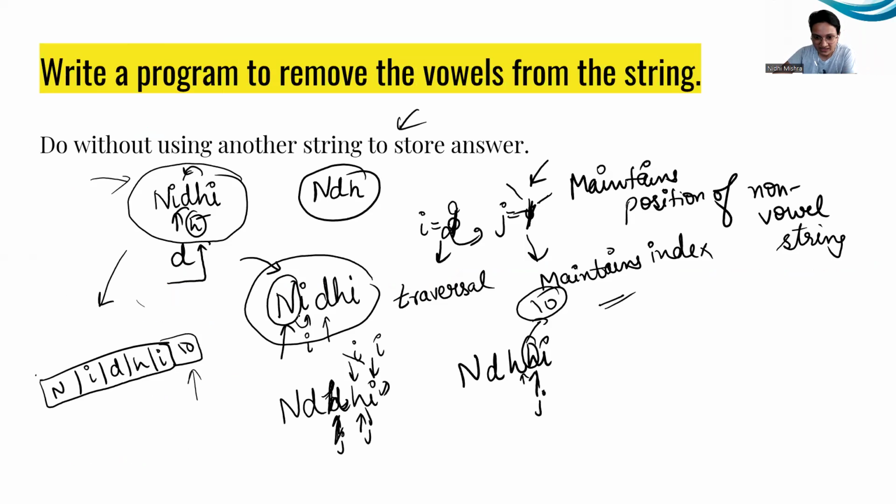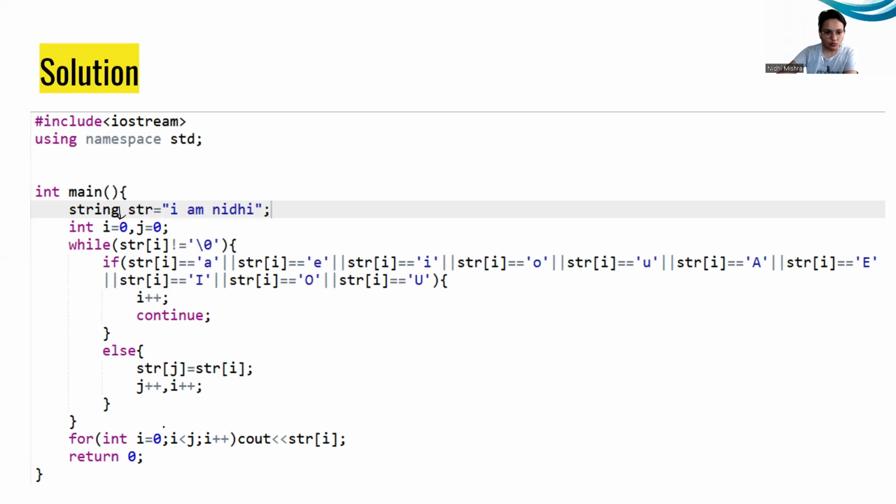Now, my j was here and I have to print the element still here at last. So, there is a loop: for int i equals 0, i less than j, i++, just print. So, this is how you should think, correct? This continue is not required. Now, if you know about continue, that's okay.